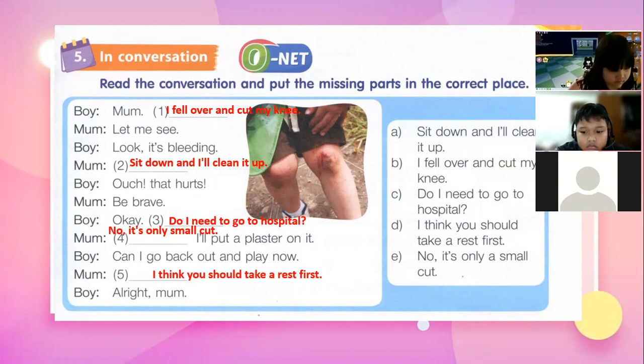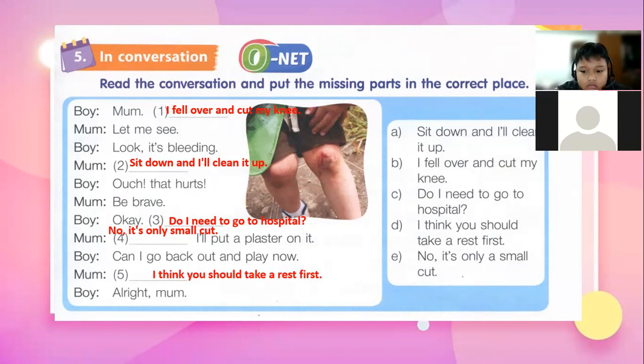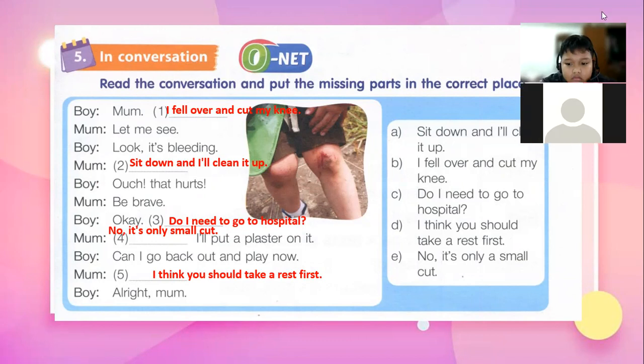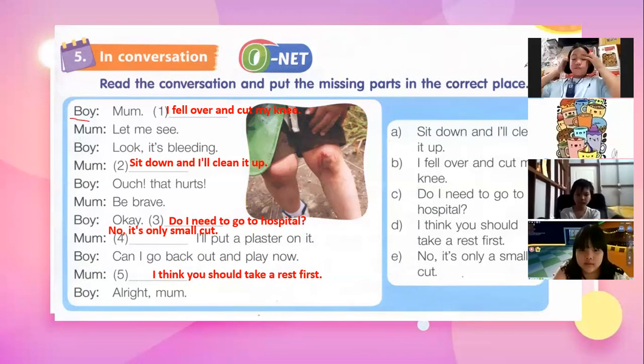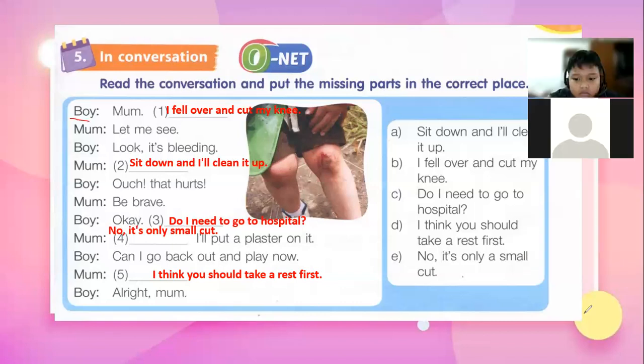So we have put the missing parts in the most suitable gaps. Now let's read the conversation one more time. Okay, students? Start from the beginning. Together, read. Students, please read after me all together.